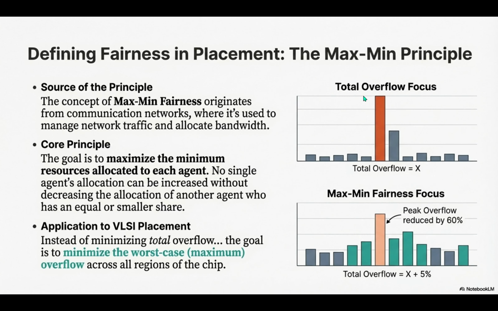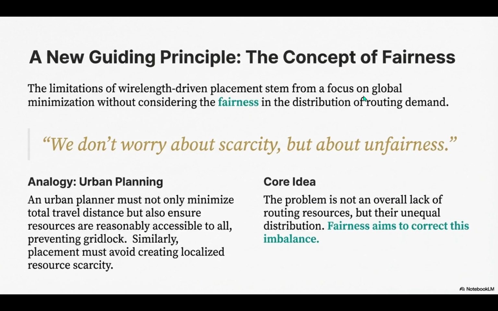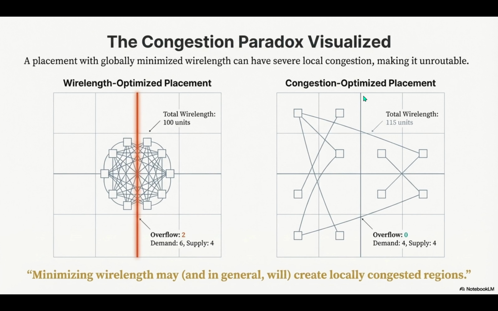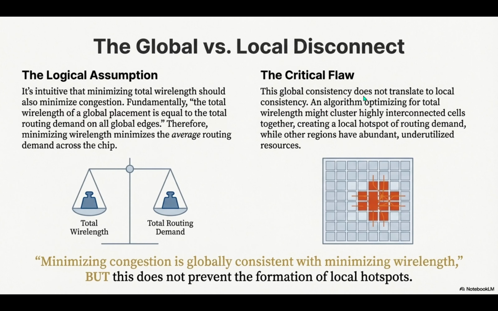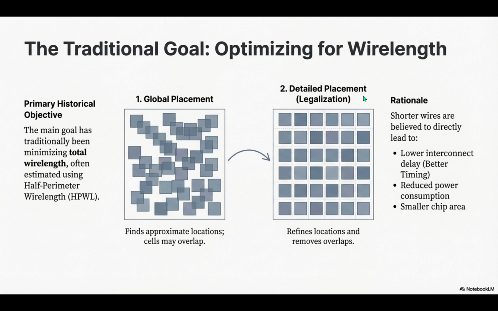Placement isn't just one simple click, it's a multi stage process. First, there's global placement. That finds the approximate, sort of initial locations for all the cells. It usually allows for some overlap at first. And then after that comes detailed placement, and that's the refinement. It removes the overlaps, cleans things up, and assigns all the cells to their exact legal positions on the grid. And for decades, the guiding star for this whole thing, especially global placement, was really simple. Singular. Keep the wires short.